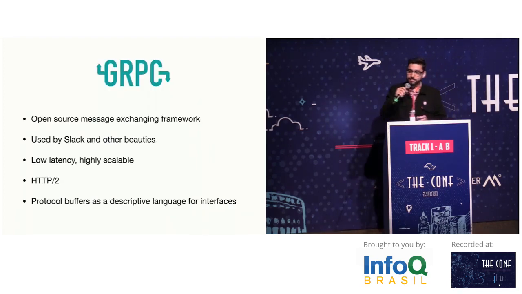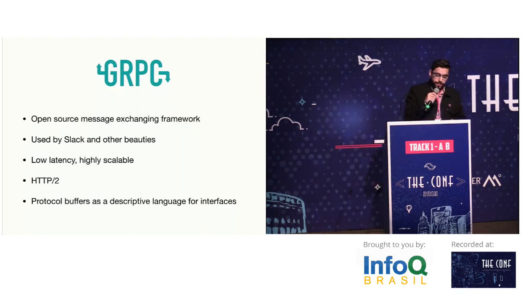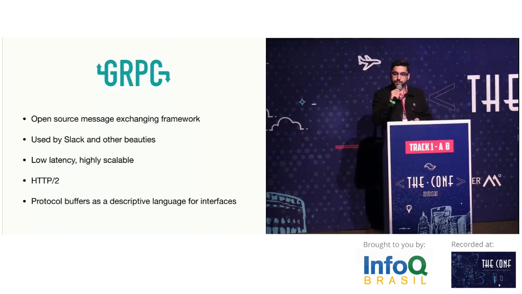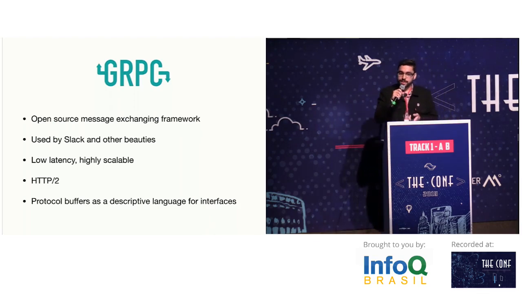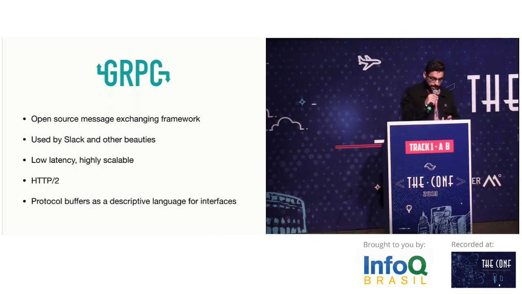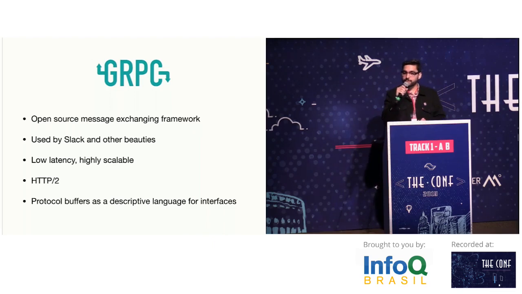So underneath, we decided that we would use gRPC, and that's basically an open source message exchanging framework. It's focused on low latency. It's highly scalable. It's also used by Slack and other big companies. It comes with HTTP2 out of the box, which is great for streaming and all that. And it comes with protocol buffers, as I said before.